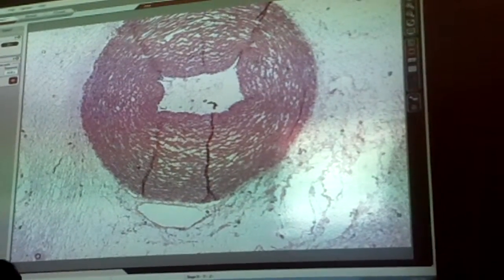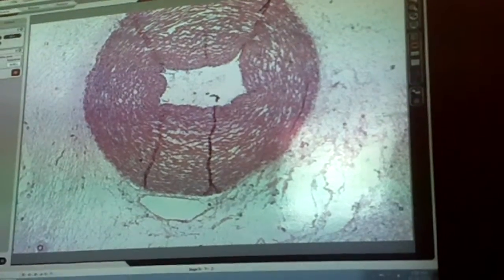That's not a vein though, right? That's the umbilical vein, yeah. Okay. Umbilical vein and the umbilical arteries. And then the Wharton's jelly over here. And that amniotic epithelium off the side.